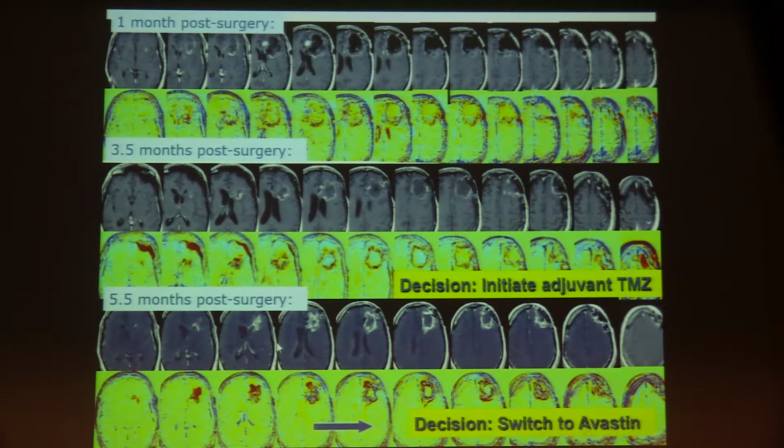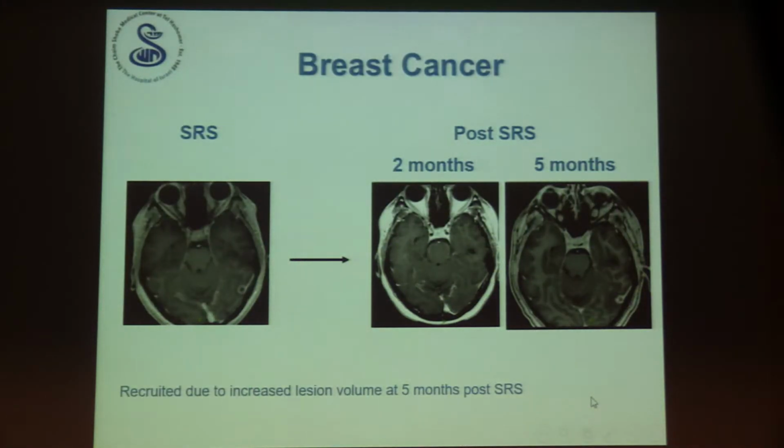2 months later, he's feeling fine, no symptoms. He's coming for a routine follow-up, but this time we see this thick blue rim surrounding the surgery site, suggesting progression, and therefore, despite no clinical symptoms, he was switched to Avastin, and he lived for another 6 months or so after this MRI. We do the same thing with brain metastasis.